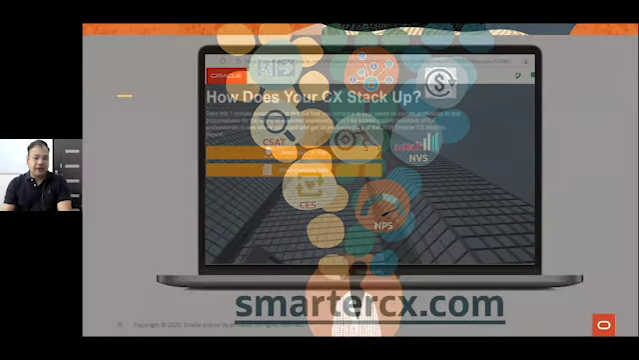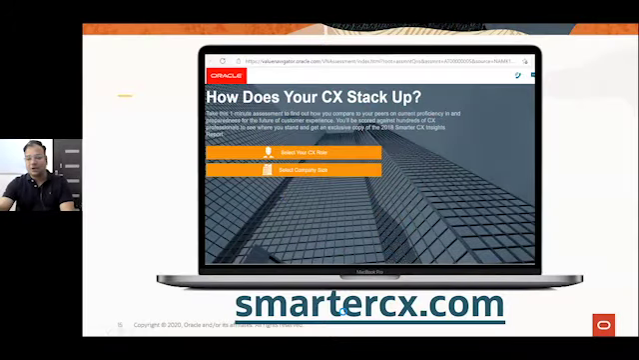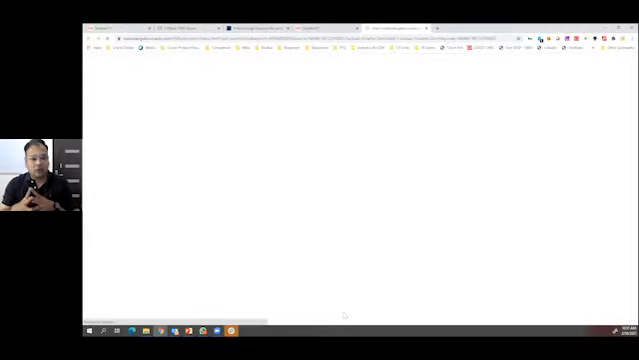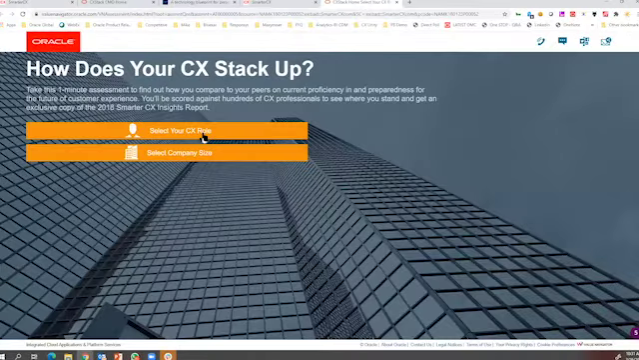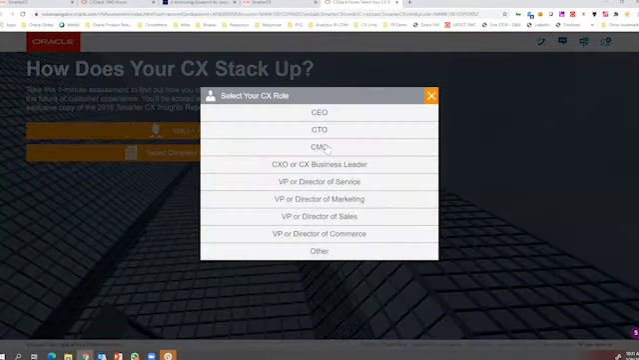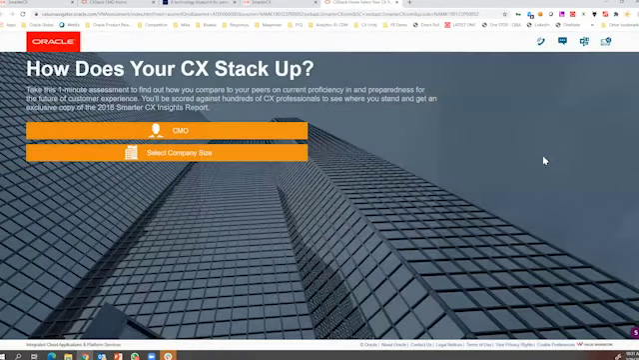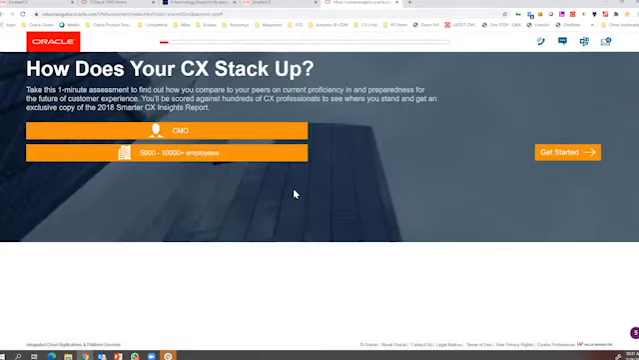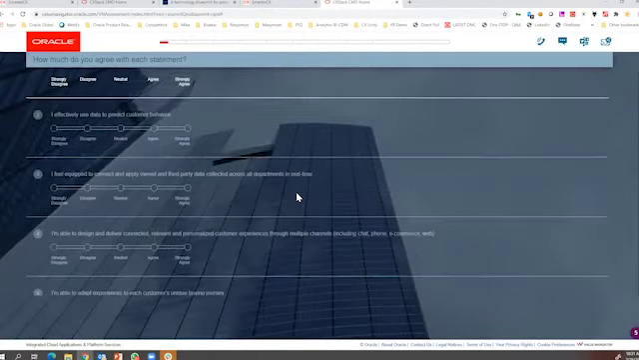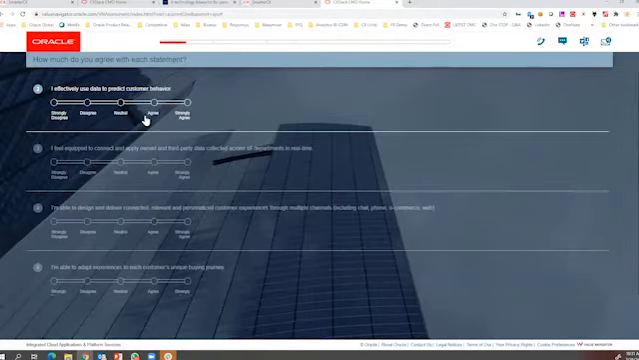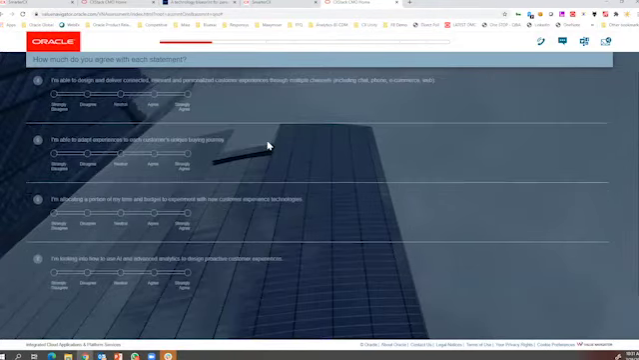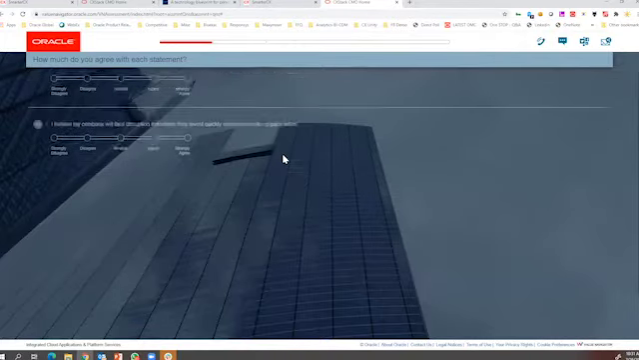Again, I'll refer you back to the site, which is smartercx.com. What we have done is put in a small survey, a small assessment of sorts, which takes less than a minute if you go to this portal, which talks about how your CX stacks up. You can literally select your role and your company size. It takes you to some simple assessment questions where you can say, all right, I have this single data view, I use the data, this is my content strategy, my buying journey, my analytics, and so on.